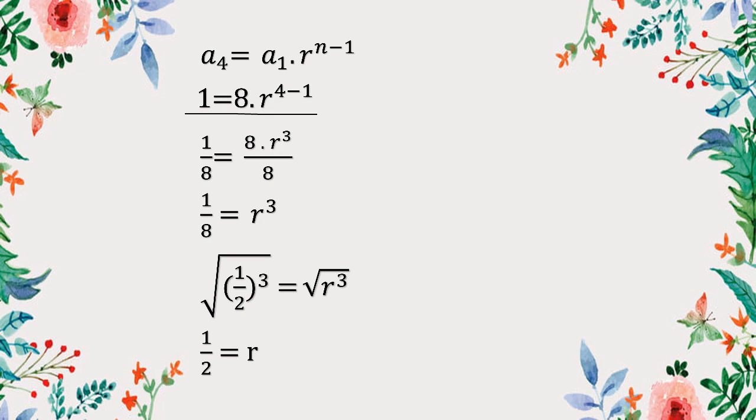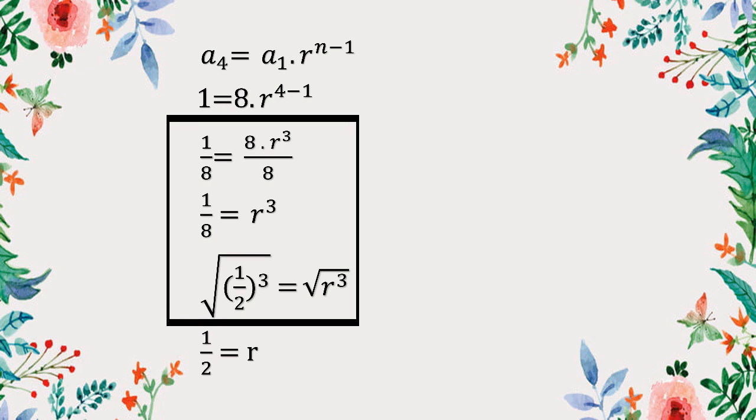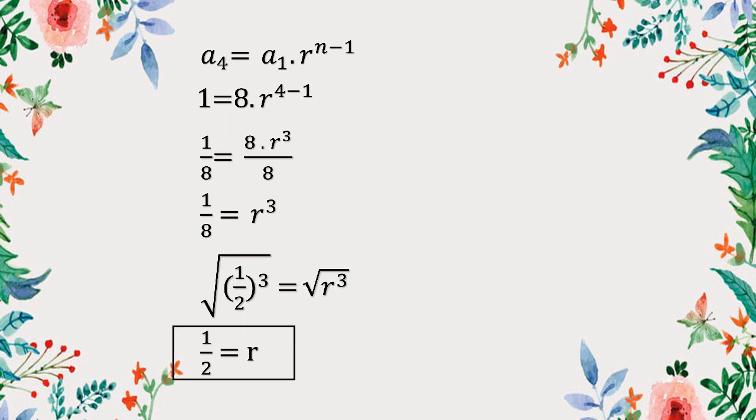So solving for r cubed, divide both sides by 8. So we have r cubed is equal to 1/8. So getting the cube root of both sides, we have r is equal to 1/2. So the first term is 8.